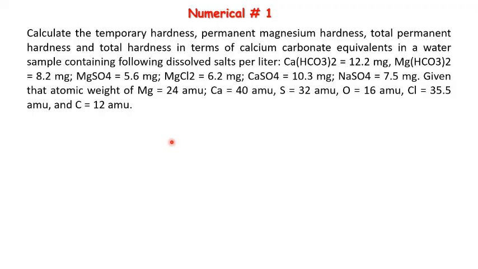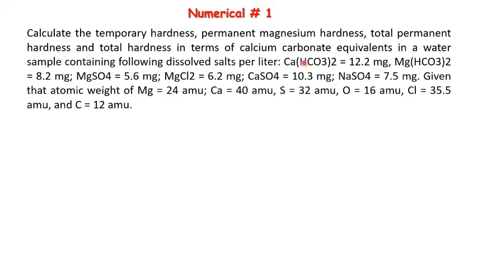Now, the first numerical problem. In this numerical, first we will identify what has been asked. Calculate the temporary hardness, second, permanent magnesium hardness, and third, total permanent hardness and total hardness in terms of calcium carbonate equivalent in a water sample containing the following salts per liter. The volume is given over here.